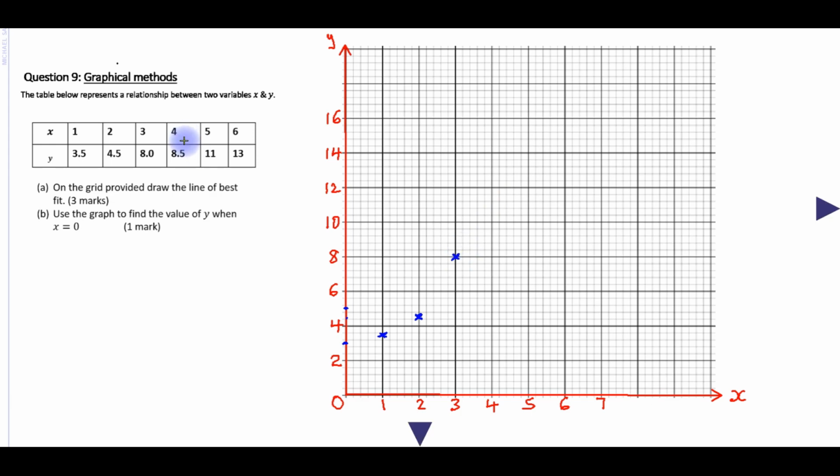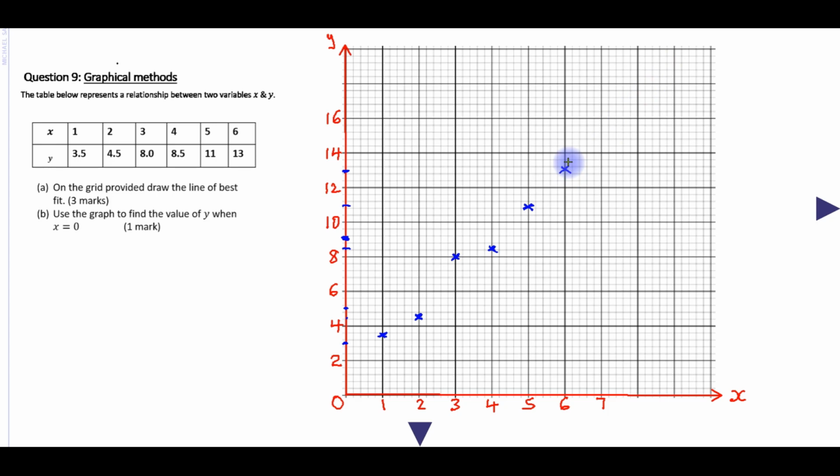Then the other case, when x is 4, y is 8.5. We have 8, then 9 at this particular point, so 8.5 will be at this point. That's the point. Then the other case, when x is 5, y is 11. 11 is actually at the middle there, so we have it here, and we plot the mark at that point. Then when x is 6, y is 13. 13 is at this point here, so we move horizontally, and where x is 6, we plot the mark at that point.